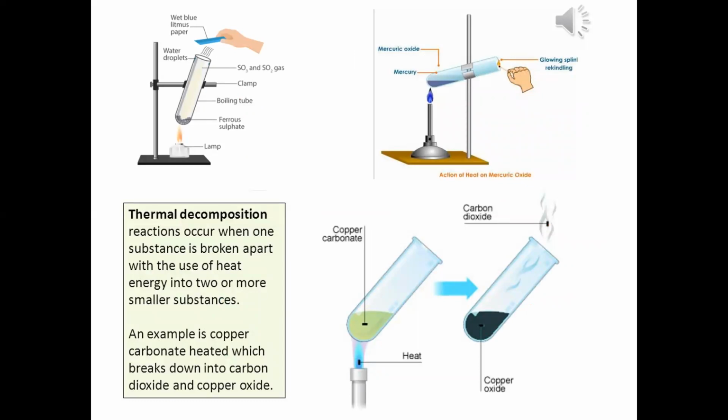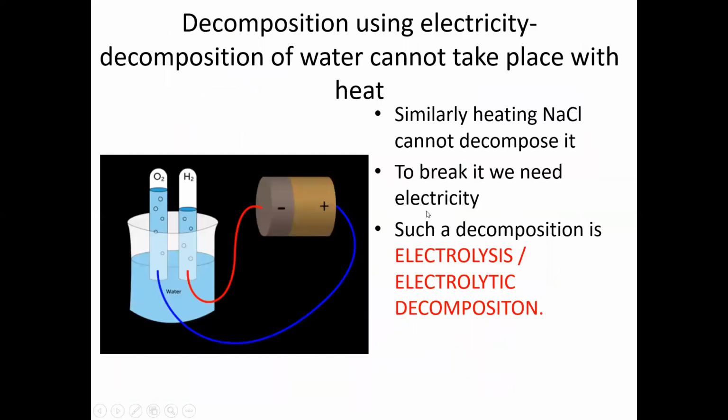Other examples are ferrous sulfate, heating of mercuric oxide, copper carbonate. So these are some examples. Please, you have to learn the equations also. I will teach you balancing in the next video. But before that, you should know the equations or the reactions which are involved in these reactions. Second can be using electricity. Water I take, I pass electricity through it, and I get H2 and O2.